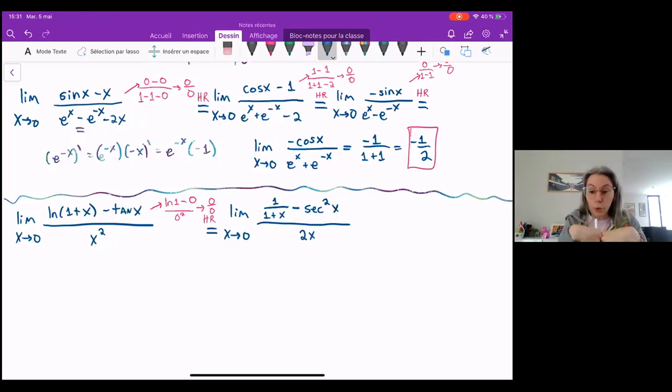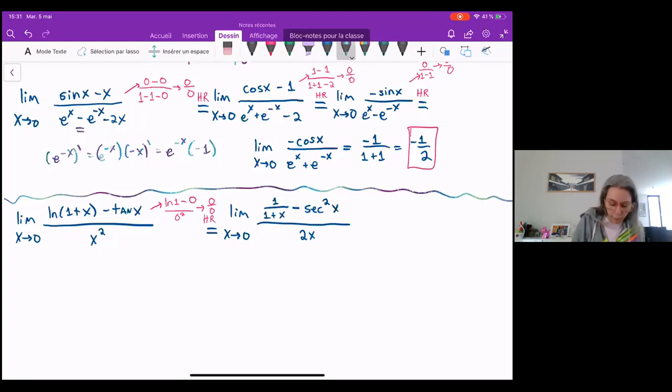But if I do, I will have secant squared x times x plus 1, which would give me a product rule there. And then I'd have 2x times x plus 1, which would either result in a product rule or something that I would have to expand. So simplifying in this case would actually result in a more challenging problem.